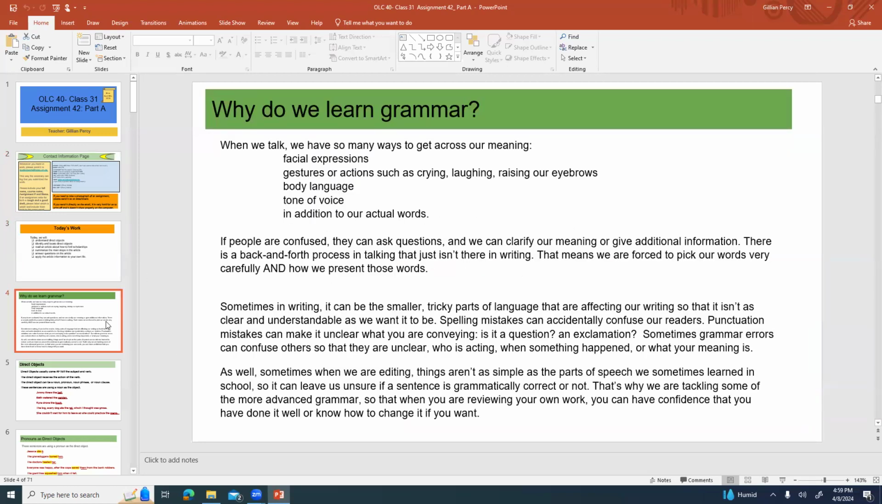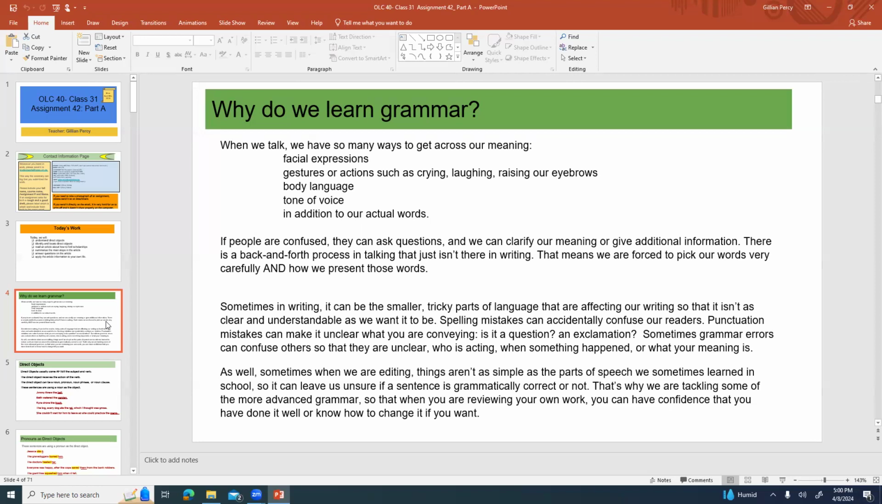Why do we even bother learning grammar? Well, when we talk, we have so many ways to get across our meaning: facial expressions, gestures, or actions, such as crying, laughing, raising our eyebrows, body language, tone of words, in addition to our actual words. And if people are confused, they can ask questions, and we can clarify our meaning or give additional information. There's a whole kind of back and forth process in talking that just isn't there in writing. And that means we're forced to pick our words very carefully and how we present those words.